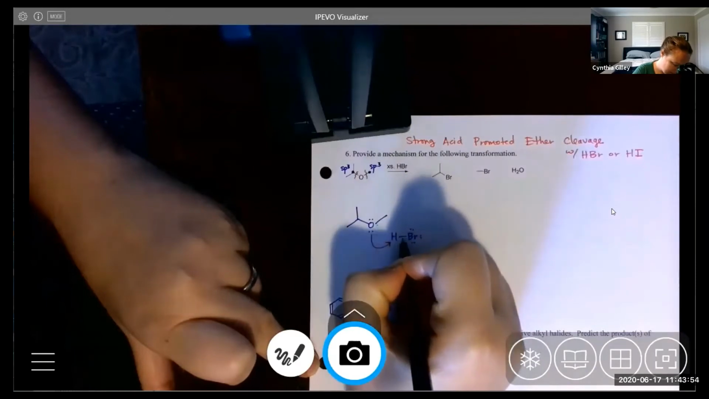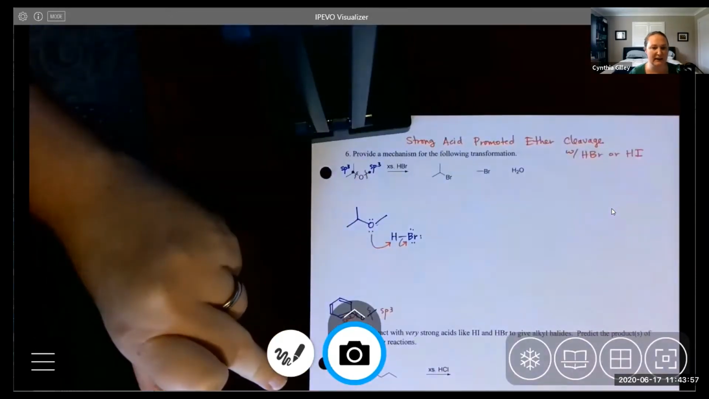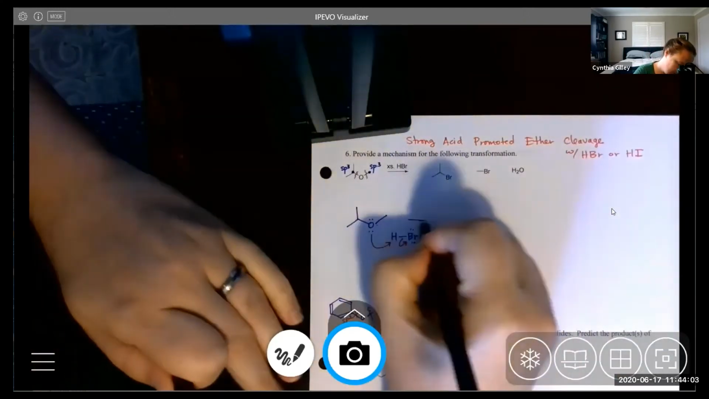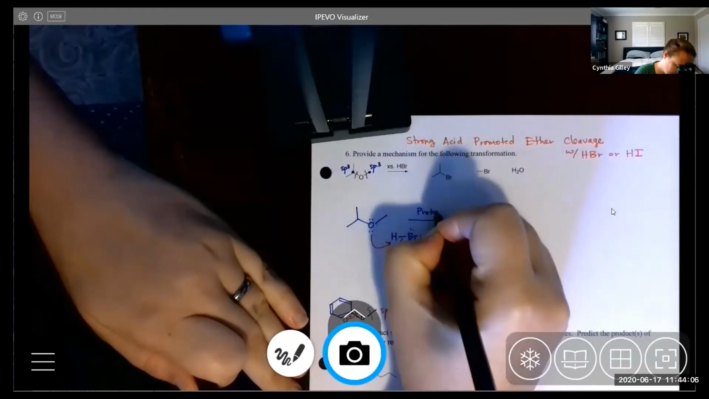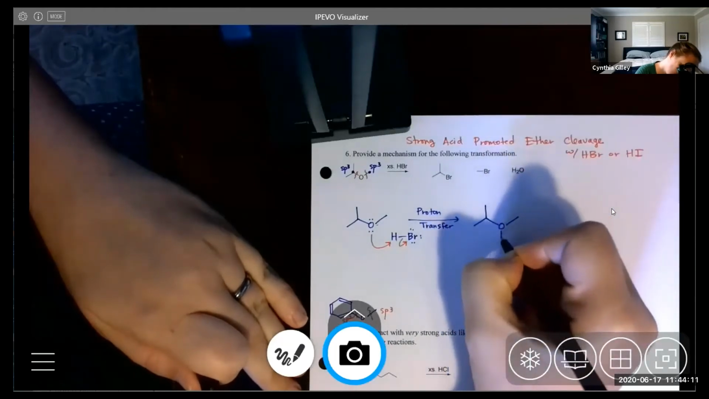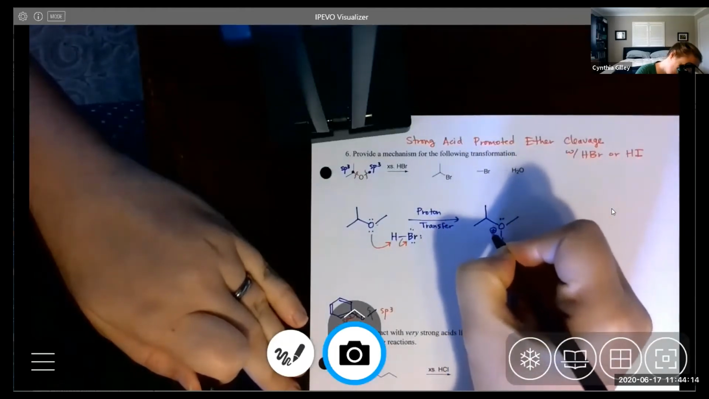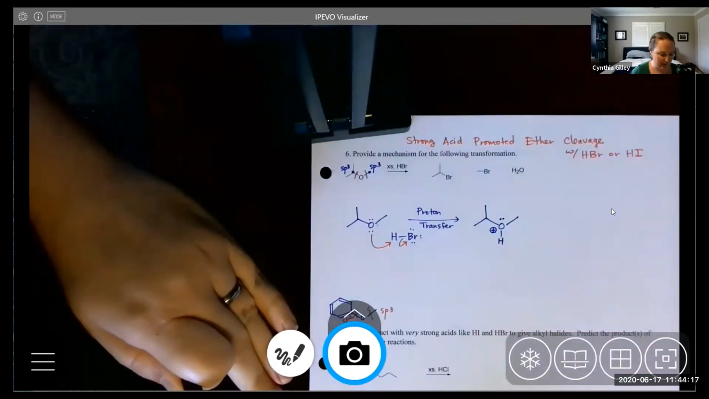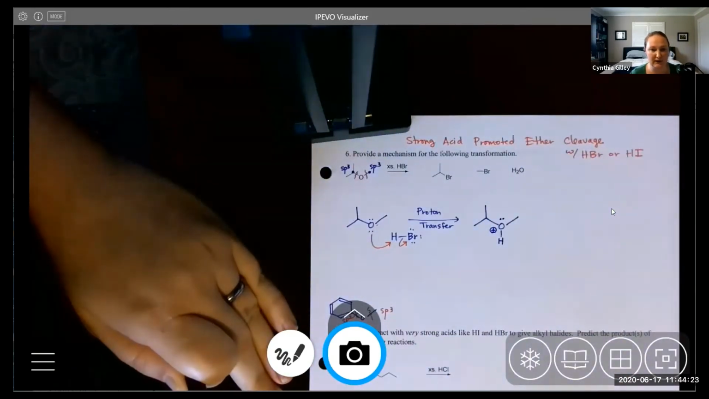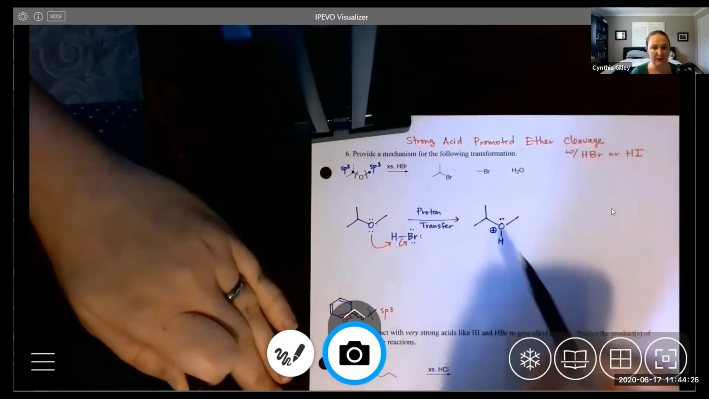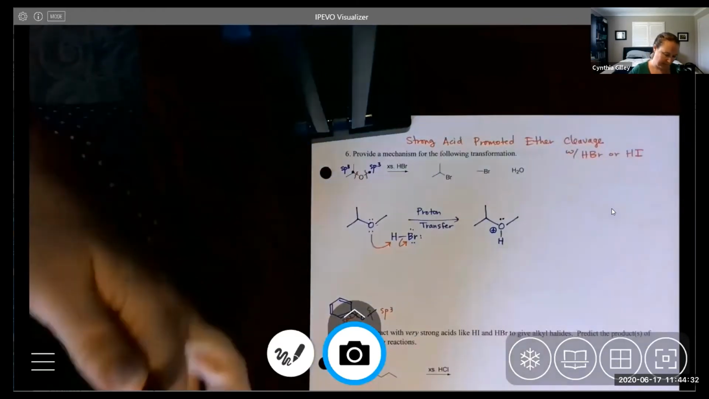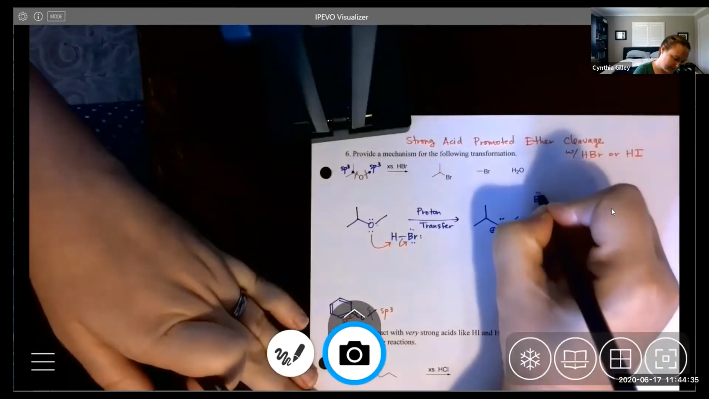So the first step is a proton transfer. Since it's a strong acid, it's very likely to donate its proton to the oxygen. Proton transfer. Now the oxygen is positively charged, which, by the way, makes the two carbons attached to the oxygen much more electrophilic, because now this oxygen is a good leaving group. Right? So the carbons attached to it are actually very electrophilic. And we form some bromide in the first step.